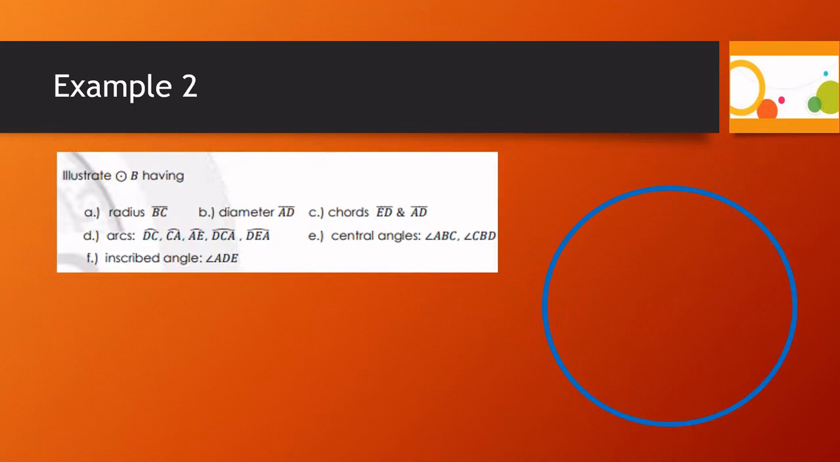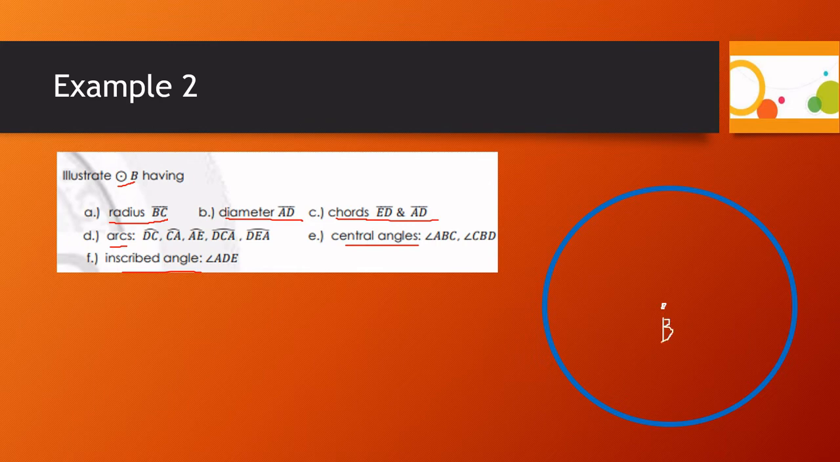Now, let's have example number 2. In here, you're going to illustrate circle B, having the radius of line segment BC, a diameter of line segment AD, a chord which is line segment ED and AD. We have the arcs, the central angle, and the inscribed angle. So, the first thing you will do is draw a circle. Mark the center of the circle as point B.